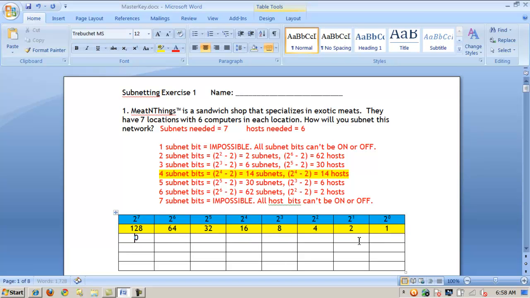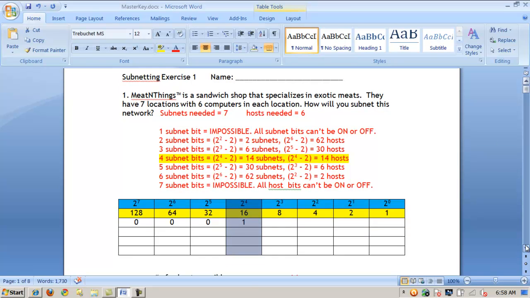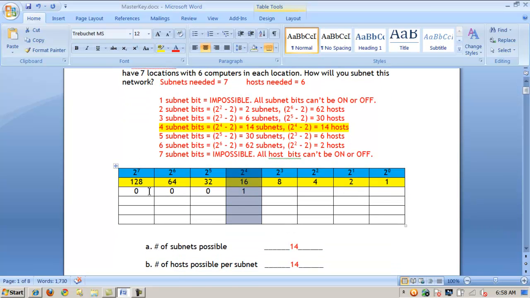So looking at the options, I can assess that this is the best combination here, using 4 bits for the subnets and 4 bits for the hosts. So I'm going to go 0, 0, 0, 1. Now the lowest bit is my block value right here. So 16 is my block. And not only will that give me the block, but I can also find the subnet mask. If I add these 4 up, 128 plus 64 plus 32 plus 16, that gives me 240.